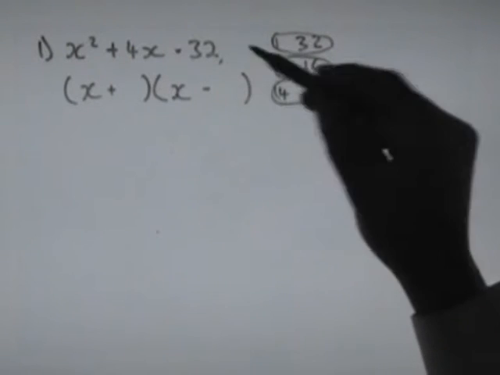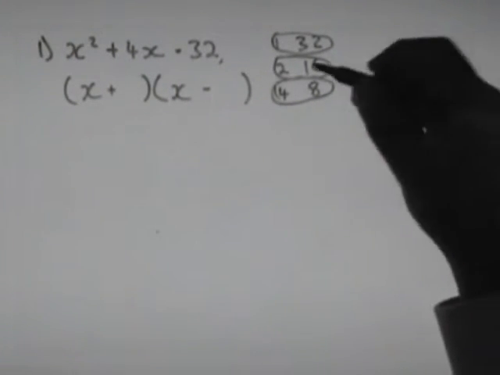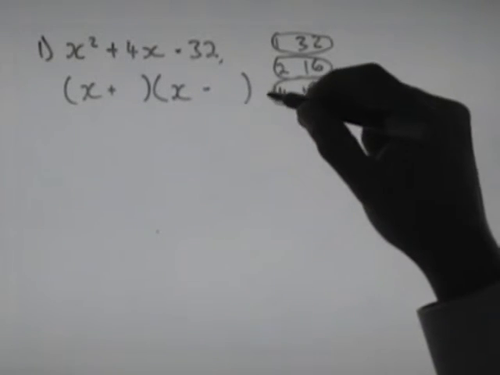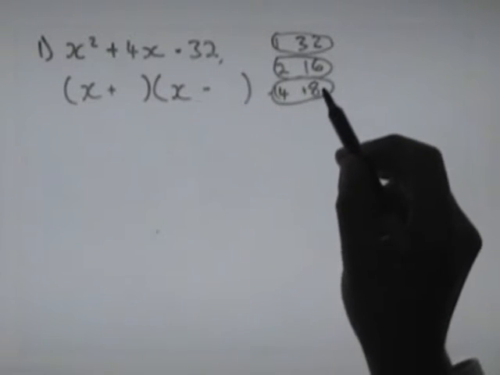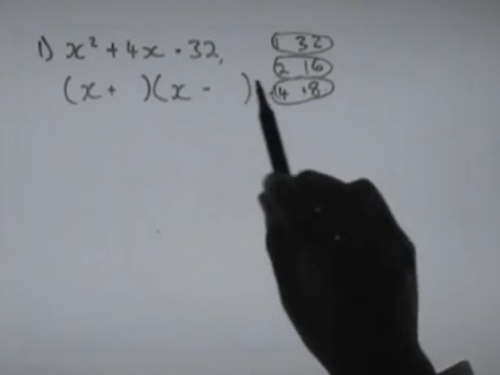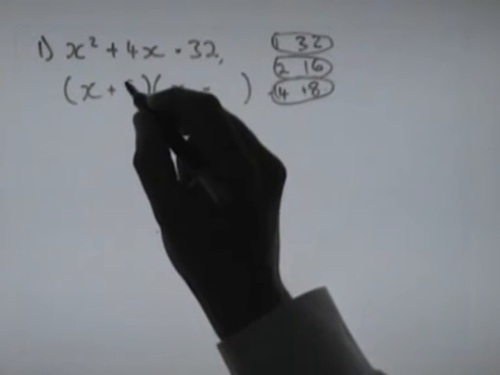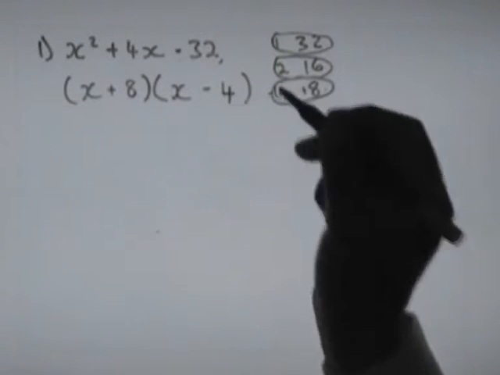The pair of factors of 32 that will give us positive 4 are going to be 4 and 8. Positive 8, negative 4 will give us positive 4, and positive 8 multiplied by negative 4 will give us negative 32. So the factors of this will be x plus 8 and x minus 4.